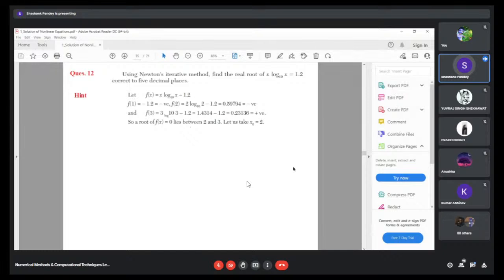Let us take x naught as 2. Now you proceed to make the calculations and give the answer for this question, correct up to 5 decimal places.